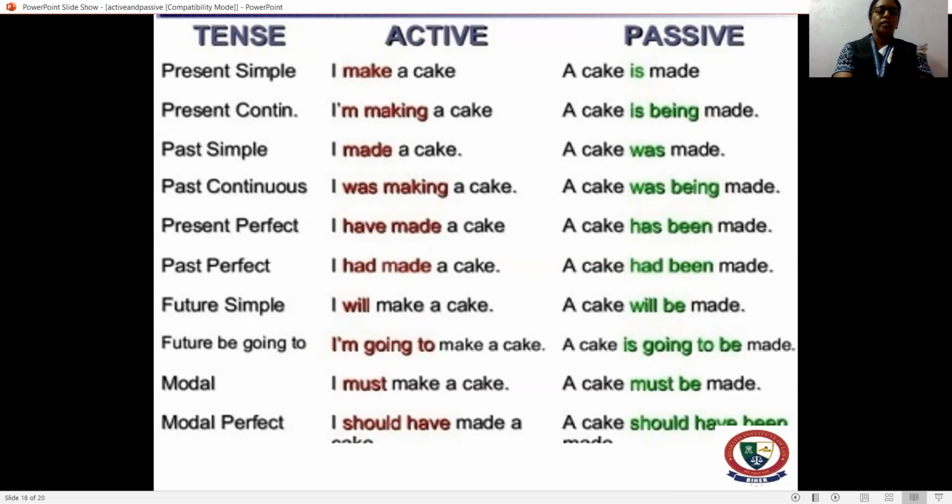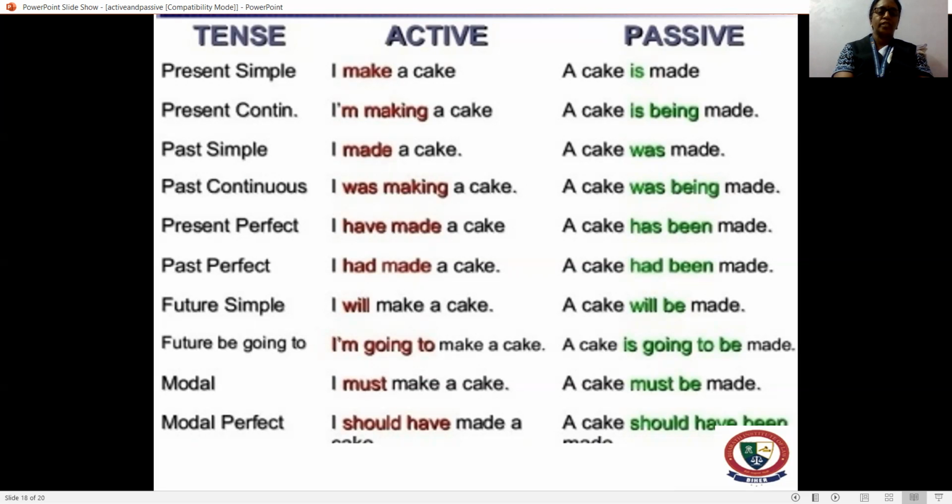See, moving on to the perfect sentences. Present perfect. I have made a cake, which we will change to a cake has been. Been needs to be added. A cake has been made. Similarly, if it is past perfect, I had made a cake, which will change to a cake had been made.